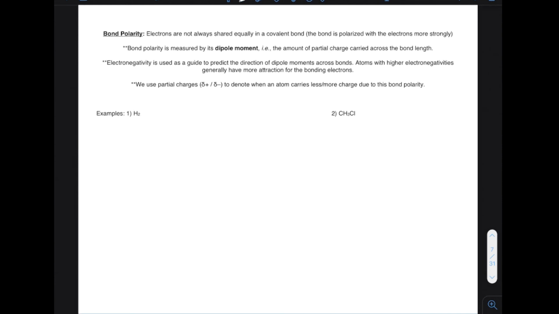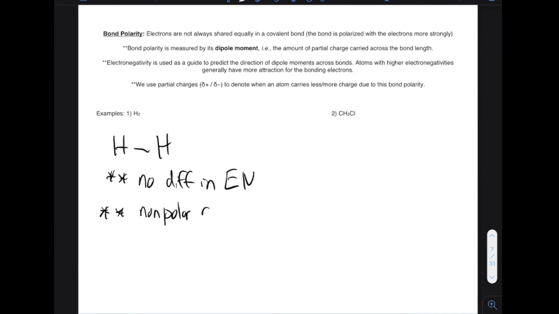So right here, H2, just hydrogen gas, at standard temperature and pressure, of course. It can look like this, and there is no difference in the electronegativity of one hydrogen atom to another, so there is no dipole moment. This is what we would call a nonpolar covalent bond. If we want to think about where the electrons are in this bond, we can look at it like this. The electrons are just in the middle. They're not pulled to one side or the other, so there is no dipole moment here. It is a nonpolar covalent bond.